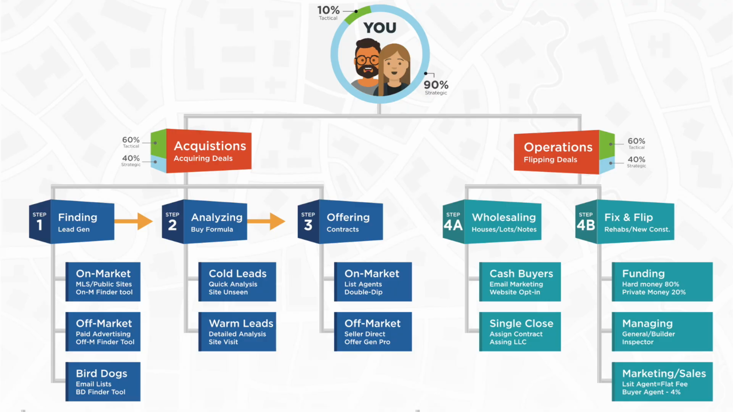So let's take a look at our six-figure business blueprint and put all of the pieces together and talk about the necessary processes to create a sustainable business wholesaling and flipping houses.